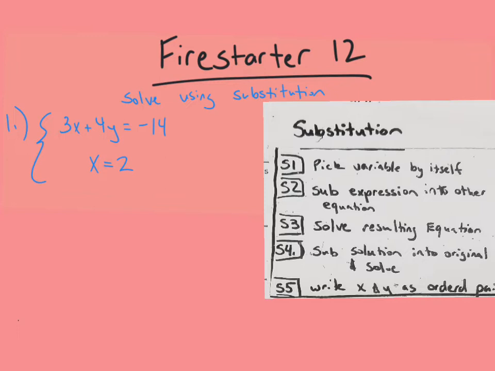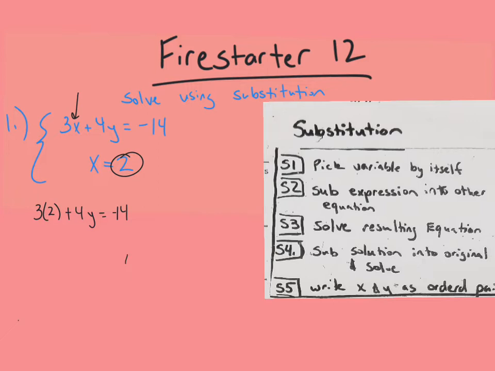So what I'm going to do is take this 2 and plug it in for x in the top equation. So I'm going to rewrite the top equation. It's going to become 3 times, instead of x I put 2, plus 4y equals negative 14. The reason I want to do this, guys, is now I have one equation with one variable. That's important.